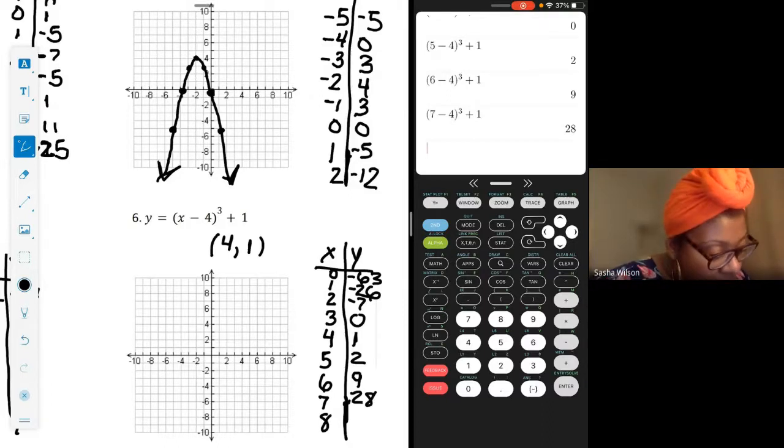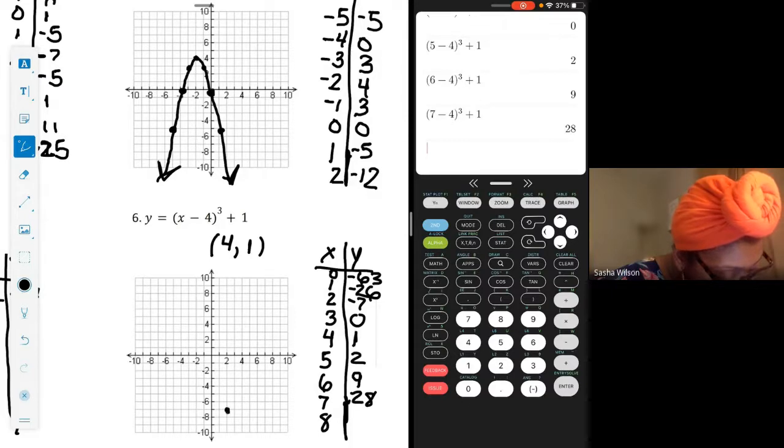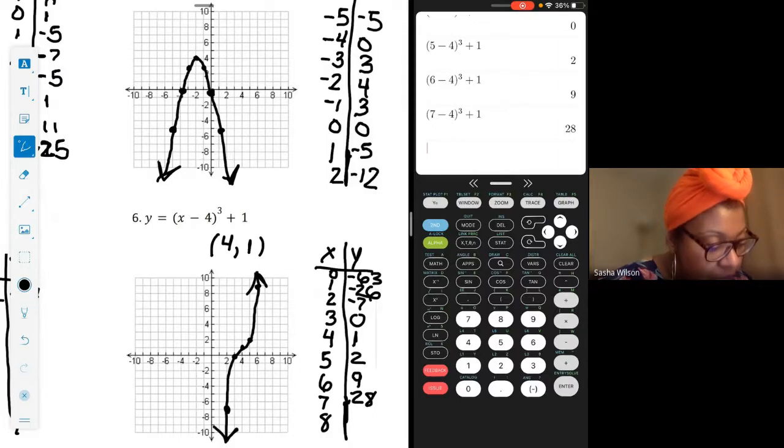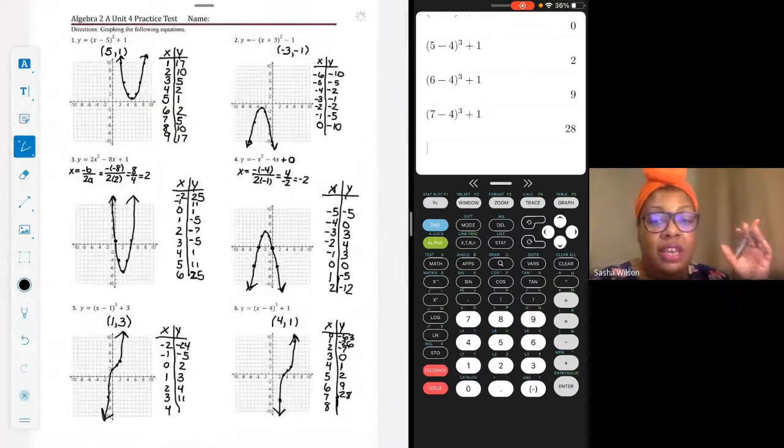So I can plot successfully 2, negative 7, 3, 0, 4, 1, 5, 2, 6, 9. So just like we talked about before, seeing that curved shape, and then putting those arrows at the end, lets us know that this is a curved image.